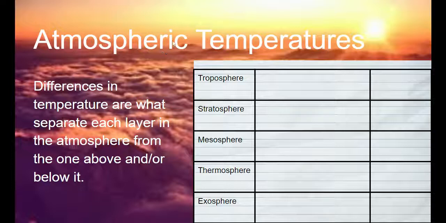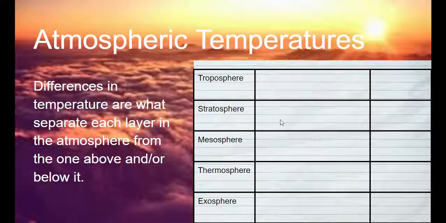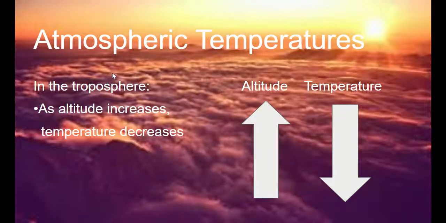So the atmospheric temperatures, these differences in temperature, are what separate each layer in the atmosphere from the one above and below it. So go ahead and draw this chart in your notes. And what we're going to do is draw some arrows in this chart. It's going to be very important that you know this. Okay, so in the first column, you're going to put altitude, and in the next one, you're going to write temperature, right?